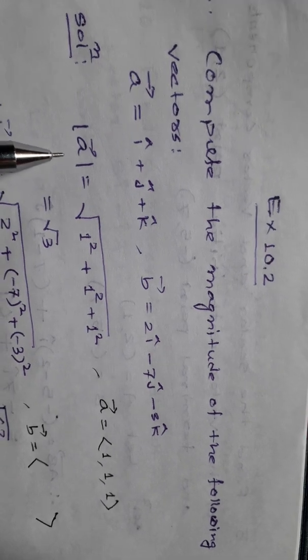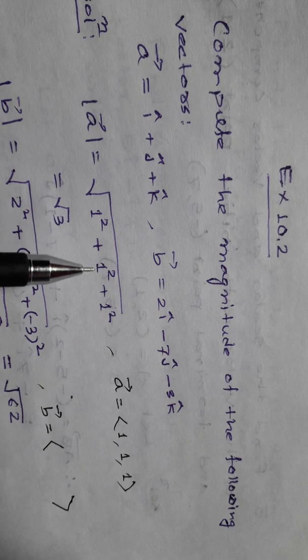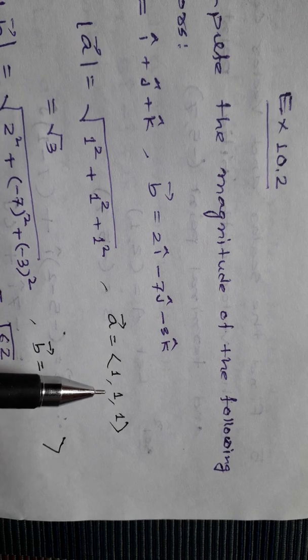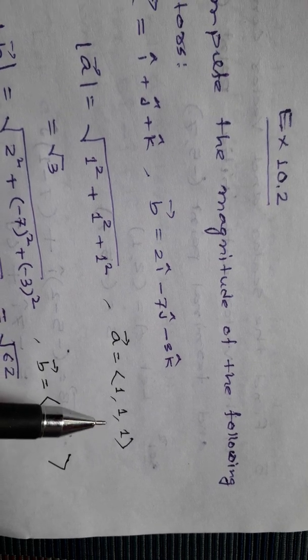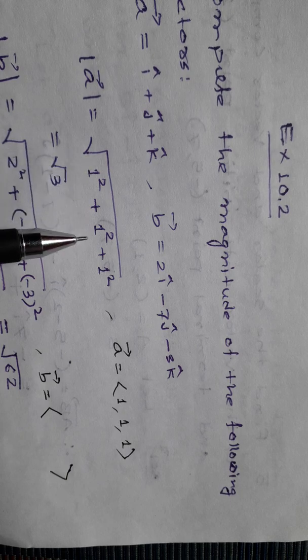So magnitude of vector A will be root 1 square plus 1 square plus 1 square, because the scalar components of the vector A are 1, 1, 1. So magnitude of the vector A is root 1 square plus 1 square plus 1 square, equal to root 3.